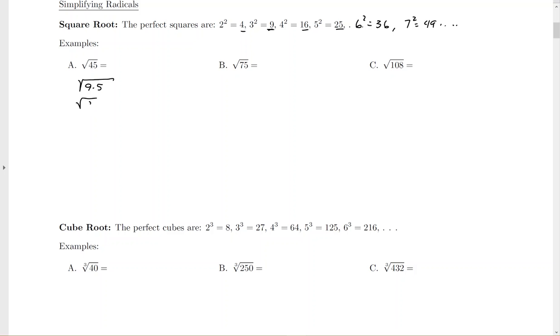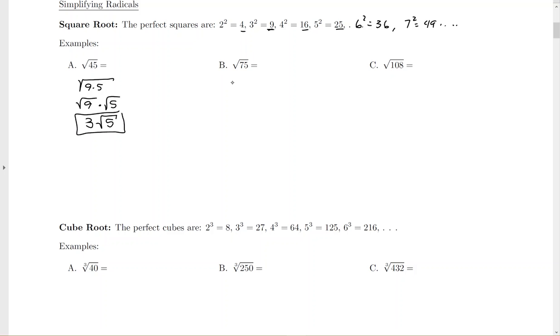Because it's multiplication in between, we can go ahead and break the radical up and reduce each one individually. So square root of 9, because it's a perfect square, is just the number 3. The square root of 5, we don't know what it is off the top of our head, so we just leave it as the square root of 5, and that's your final answer.